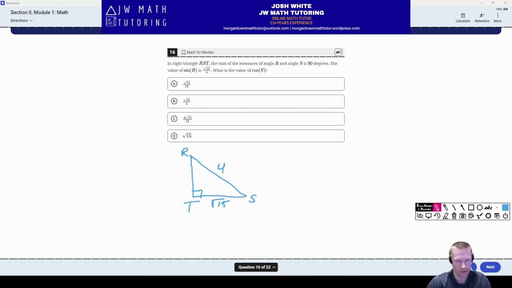What's the value of cosine S? So cosine S is just adjacent, which is also root 15, over hypotenuse, which is 4. So it's the exact same thing. And again, you technically don't even need to draw the triangle to set this up or to solve it. If you know that two complementary angles, i.e. two angles that add up to 90 degrees, the sine of one will equal the cosine of the other and vice versa. So the sine of R is equal to the cosine of S, which is also root 15 over 4, and the correct answer is letter B.